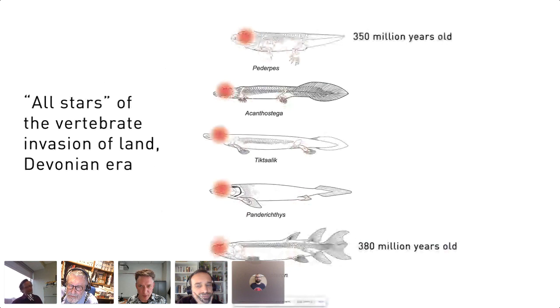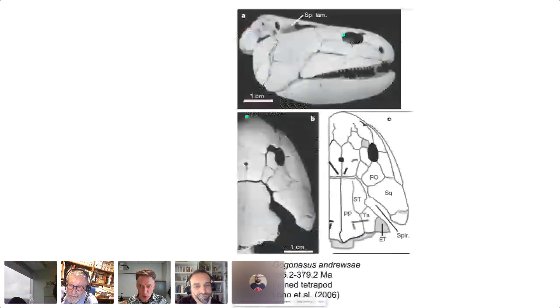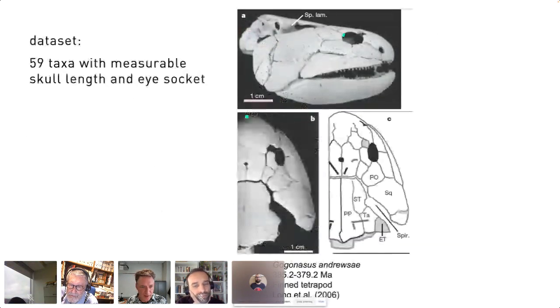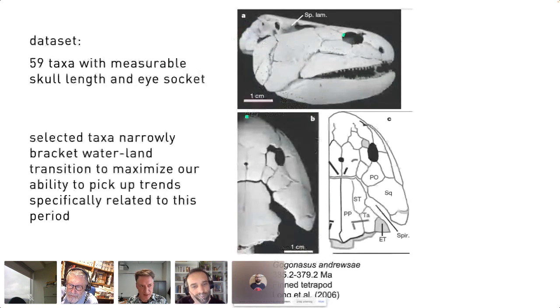And so we looked at essentially the orbit diameter across 59 taxa with measurable skull length and eye socket sizes. I should say there's a lot I can't show you about the correlation between eye socket diameter, even taking into account the tricky issue of scleral plates, and estimated visual range in extant animals. It's very tight, so we suspect this is a pretty reasonable proxy.